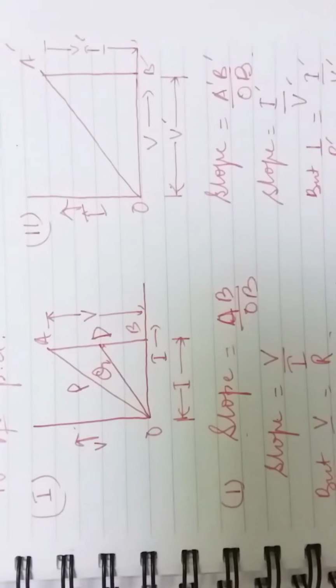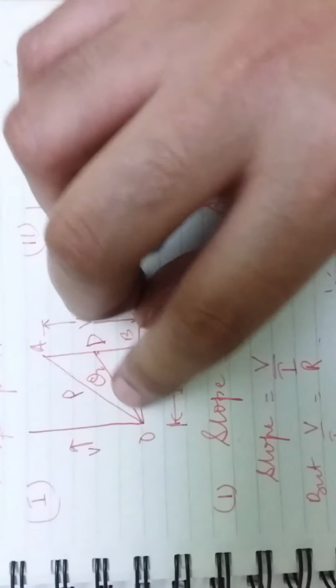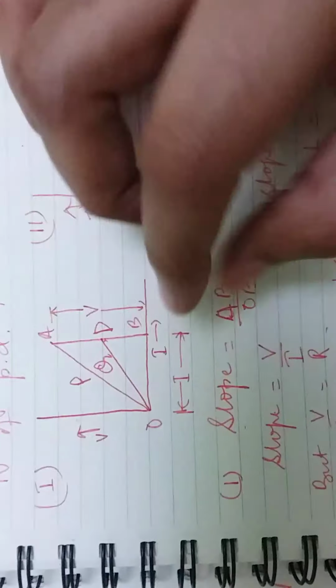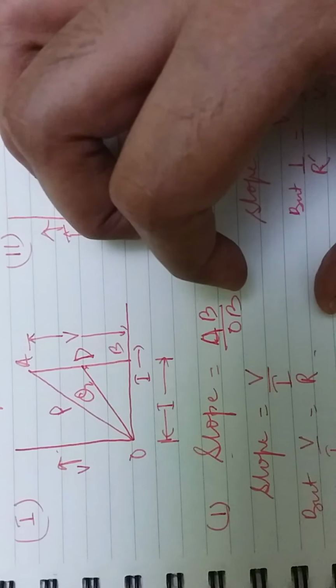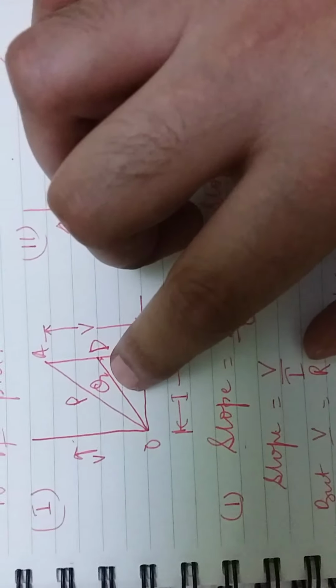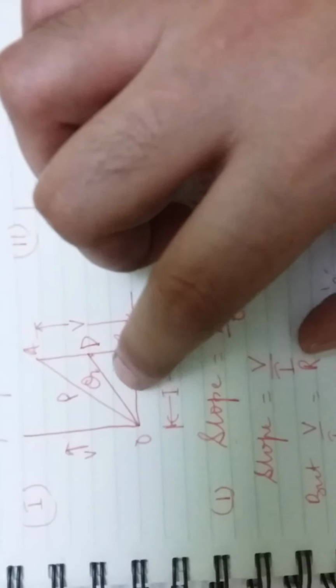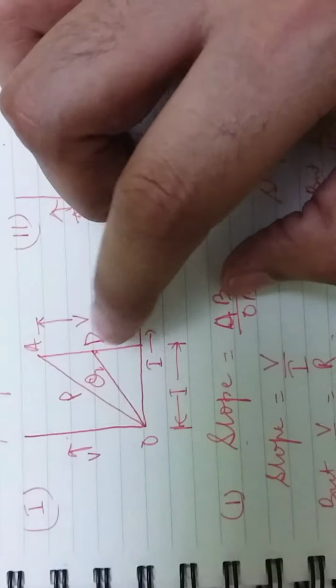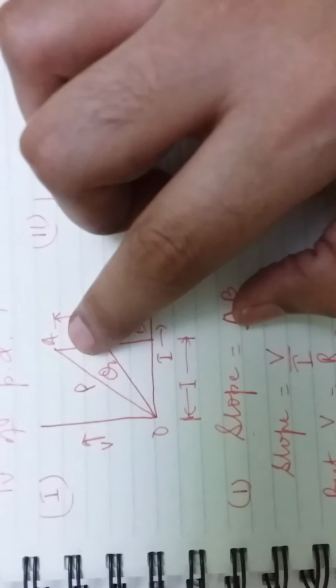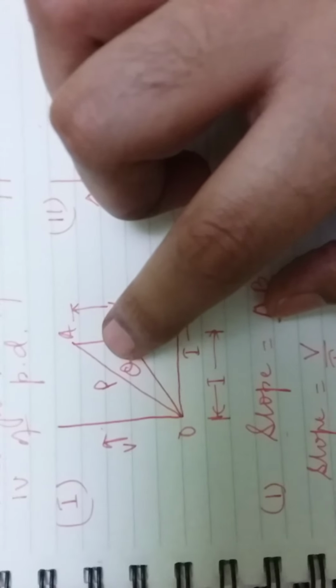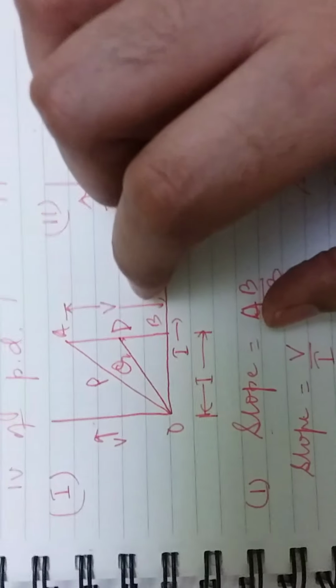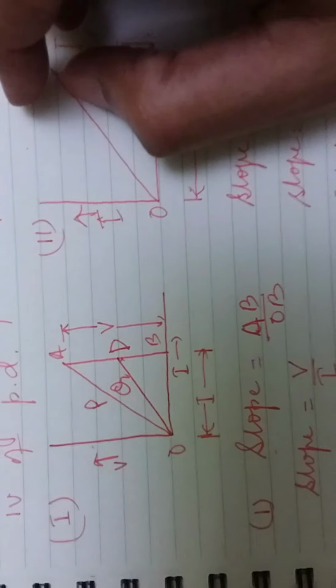So we can simply understand the inclination of this slope. The higher the inclination, the greater will be the value of resistance. See, in the case of Q, the angle of inclination you can say is lesser. So that means the value of resistance is lesser. For P, the inclination is greater, so is the value of resistance.